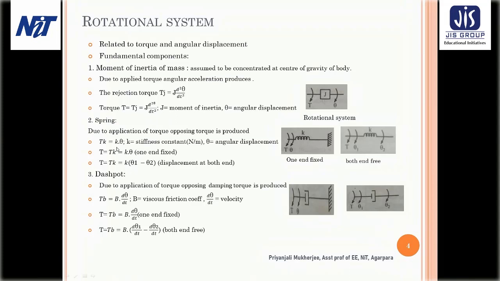Next is the spring. Now, due to application of the torque in the spring, it is twisted by the angle theta, and the spring will produce an opposite torque that is equal to T_k. For the one end fixed spring, this T_k is equal to k theta. So the total torque applied T is equal to k theta, and when both ends are free, then capital T, that is the total applied torque, is equal to k into (theta 1 minus theta 2). That means both the displacements have to be considered here.